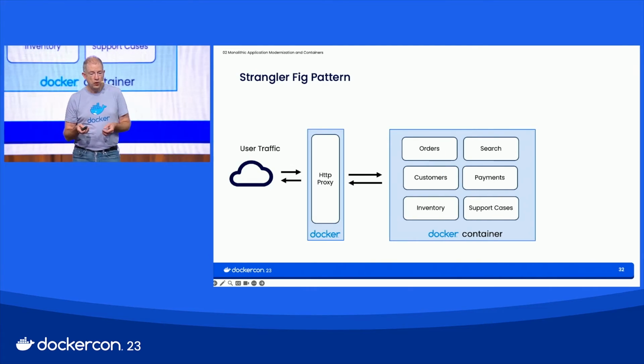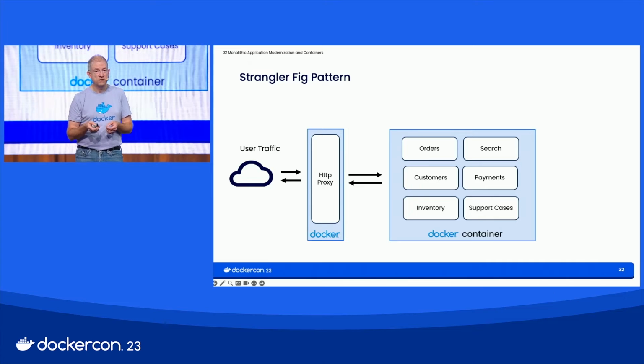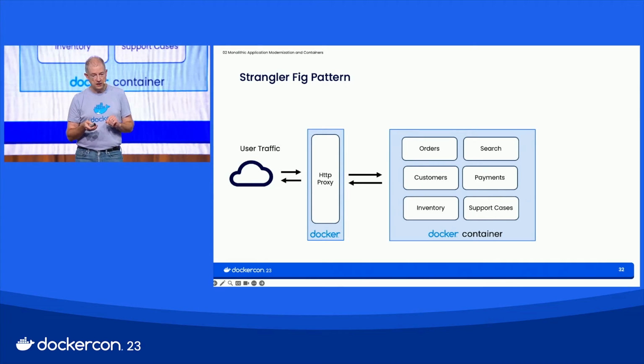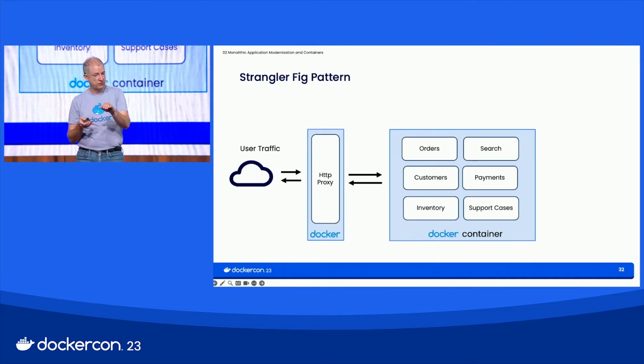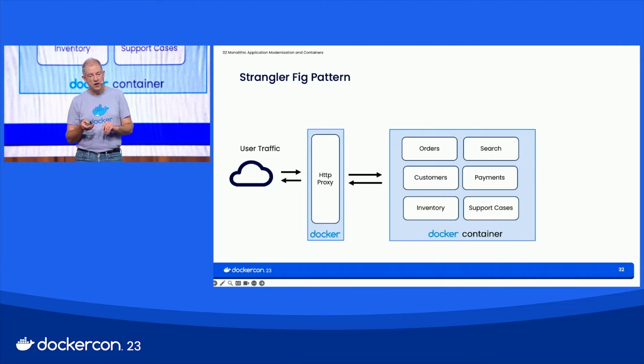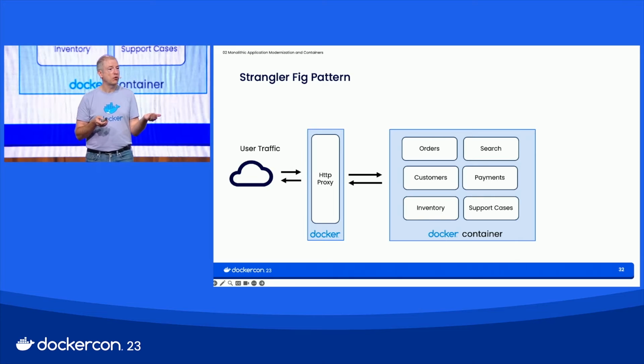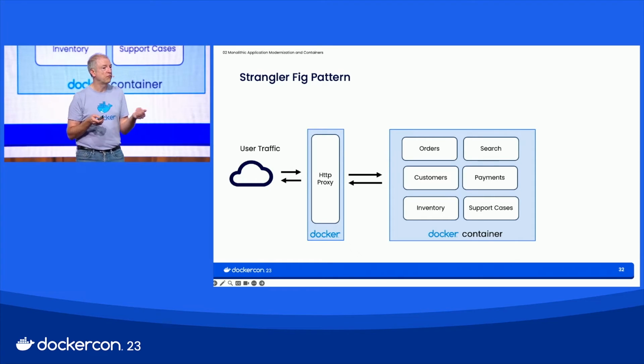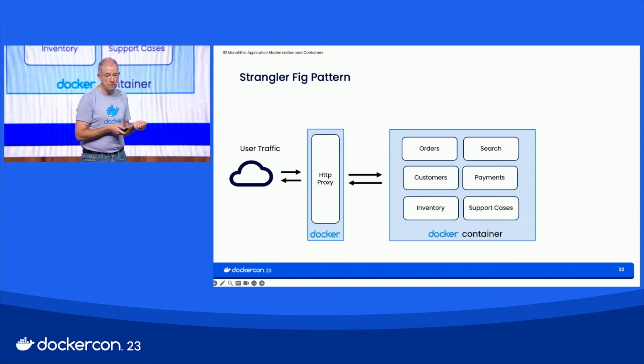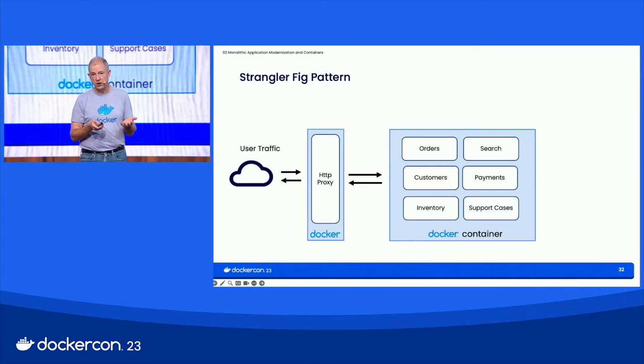So the first thing I'm going to do is drop an HTTP proxy in its own container off to the side here. And this is going to allow me to remotely call these services and split them out. I'm then going to pick a particular service that I think is ripe to be the first one to split out. So I'm going to consider payments as one that's going to be easier and more self-contained to split out.